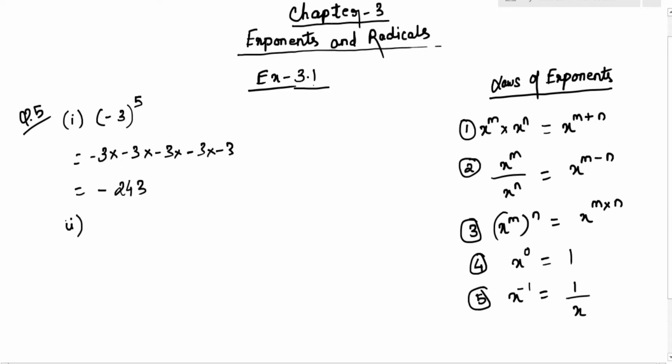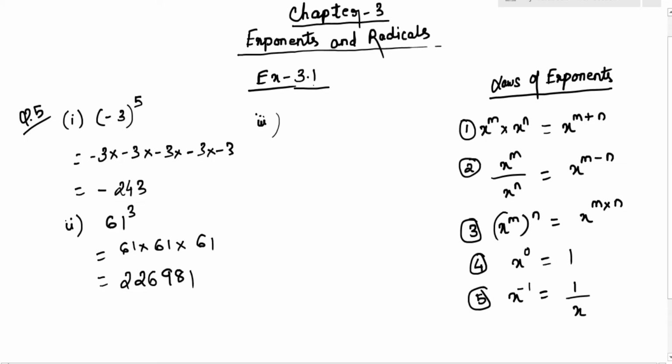Next, the second one. The second one is 61 whole cube. So you can write down 61 into 61 into 61. You need to multiply 61 3 times, and then you need to write down your answer. That is 2,26,981. So we'll write down the answer.